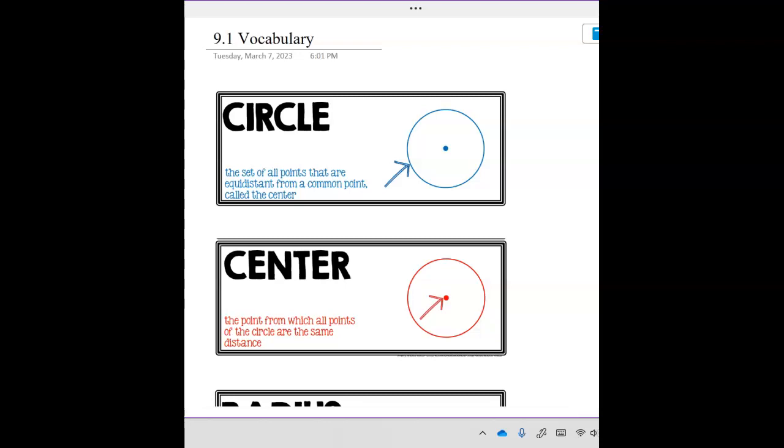Today we're going to start with some vocabulary about circles. Many of these terms and concepts and vocabulary you've heard and you know what they mean, but we want to talk about them from a geometry lens. So the first thing we want to talk about is a circle.